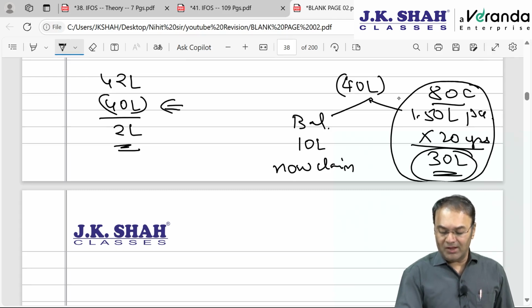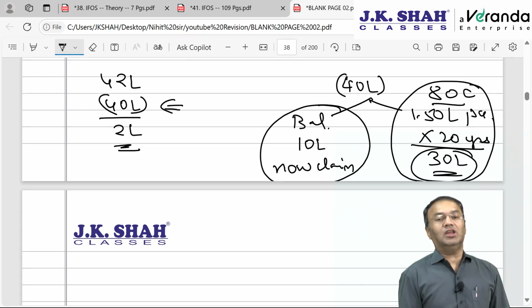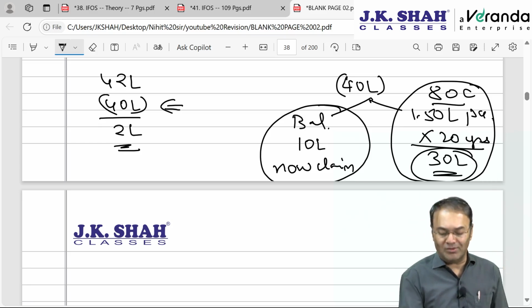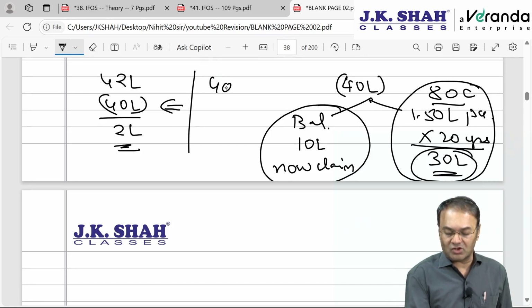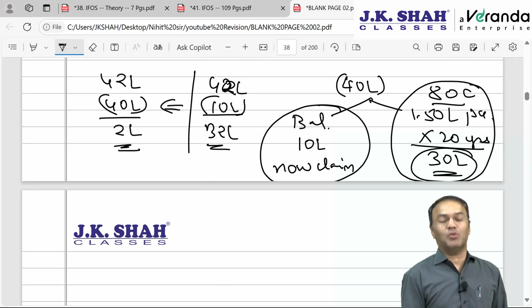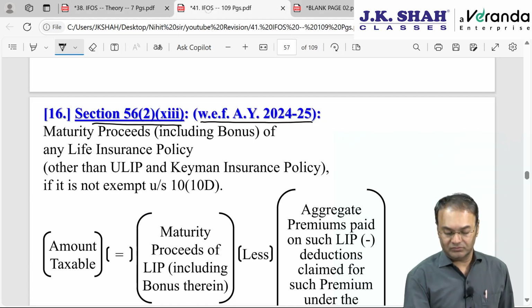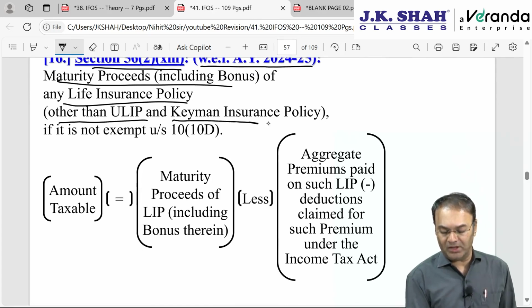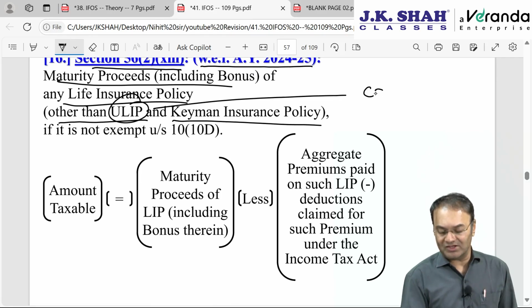30 lakhs already claimed, 10 lakhs yet to be claimed. Simply, whatever deductions you have not claimed out of 40 lakh, you have a right to claim. But whatever is already claimed, your right is gone. Now you have a right to claim 10 lakhs. So 42 minus 10 lakhs you now claim, 32 will be taxable. Getting this point? Why the provision is like this? Okay, maturity proceeds including bonus of life insurance policy other than ULIP and other than Keyman insurance. For ULIP, maturity proceeds will be taxable under the capital gain.